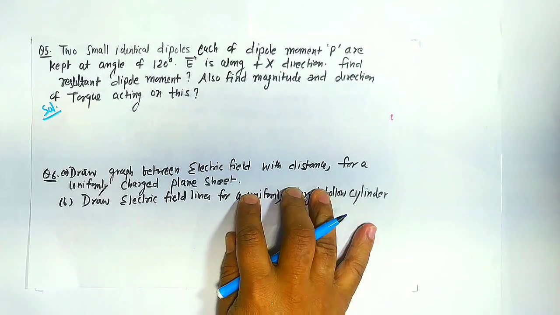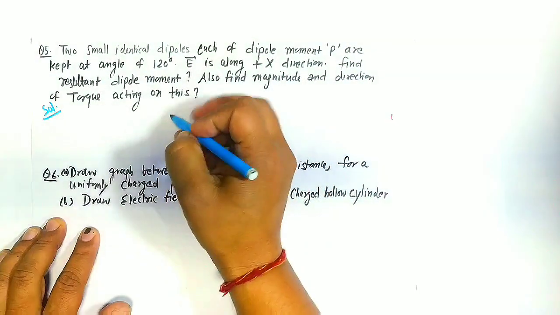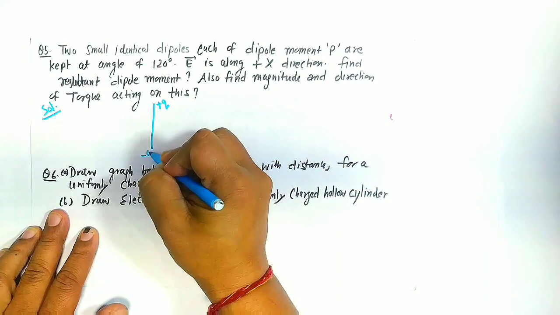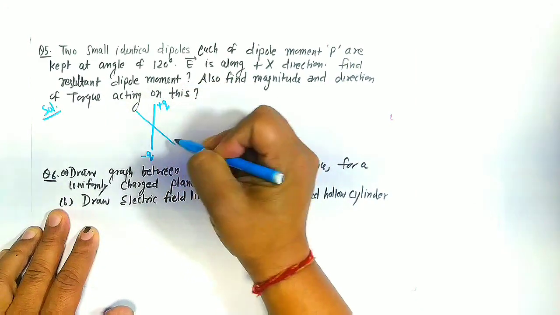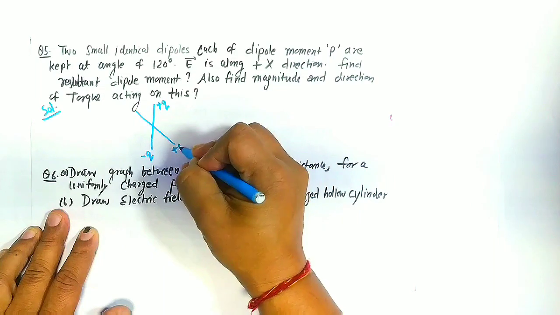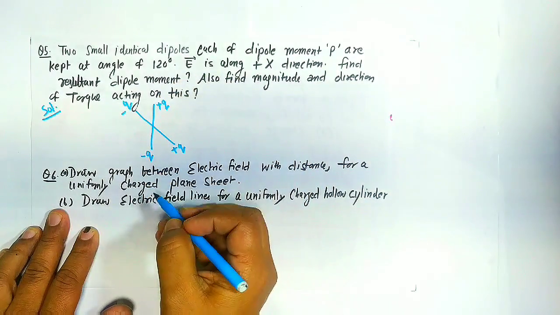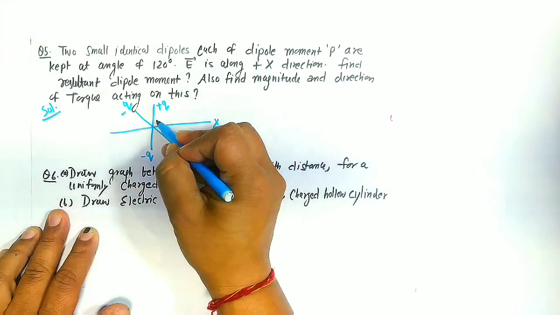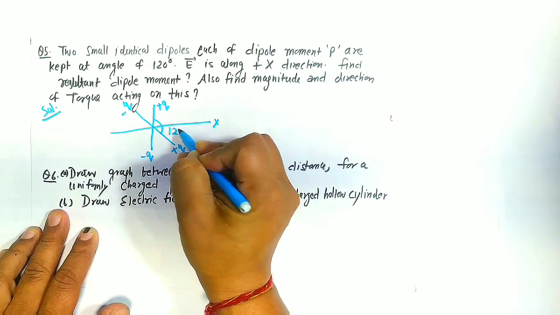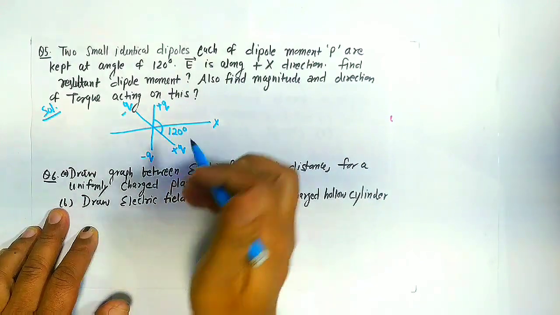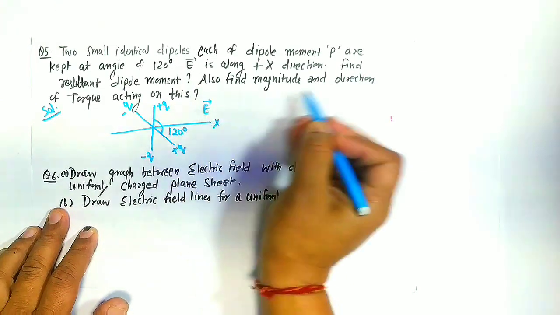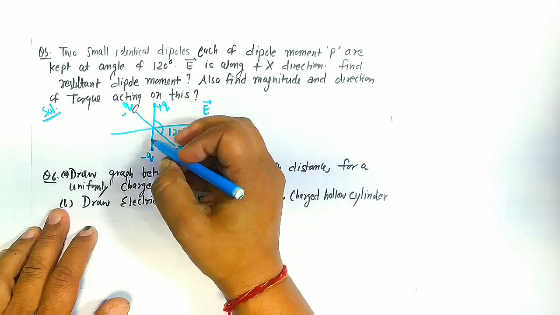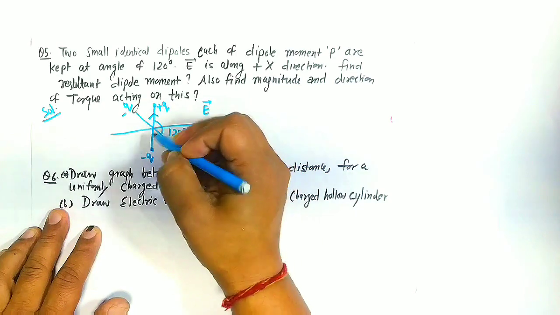Two small dipoles are given. So two dipoles are given like this. One is this, a dipole in this way, and another is this, and this dipole is like this. So two dipoles are given, and this is the x-axis, and the angle between the dipoles is 120 degrees. This is the picture, and E is along the positive x-axis. So find the resultant dipole moment. I think all of you know dipole moment. The direction is from minus to plus.